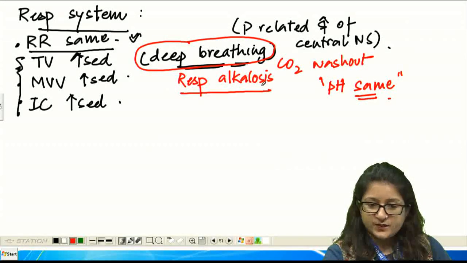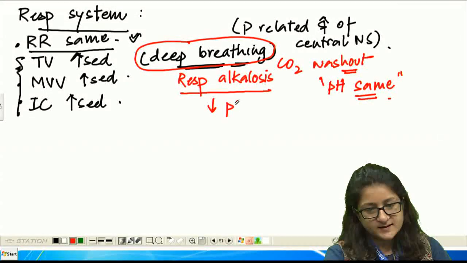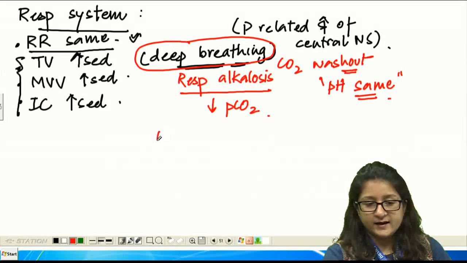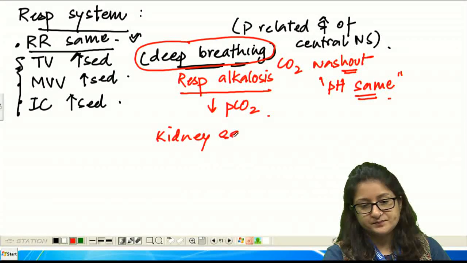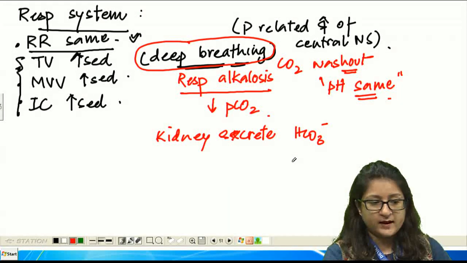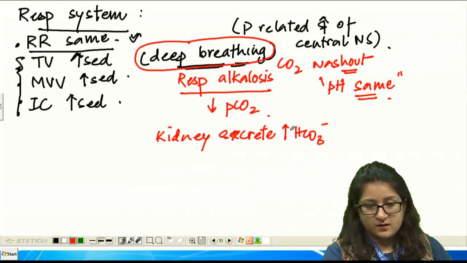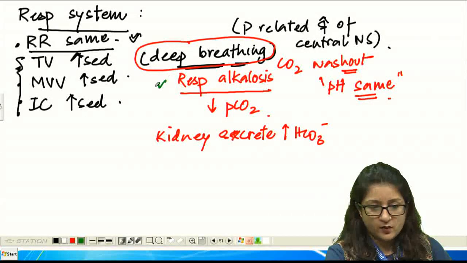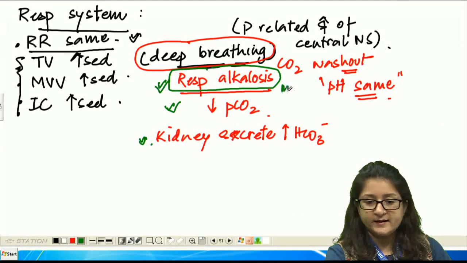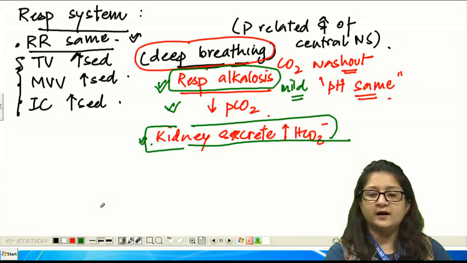So there is respiratory alkalosis, there is carbon dioxide washout, that means there is decreased PCO2, but it is compensated. How? Because the kidneys excrete bicarbonate. So kidney excretion of bicarbonate increases. So this is an important point to remember, that there is respiratory alkalosis, which is mild, but it is compensated because the kidneys excrete more bicarbonate.